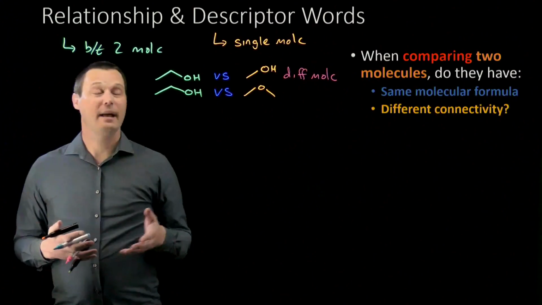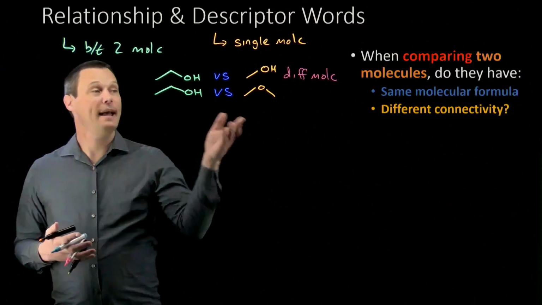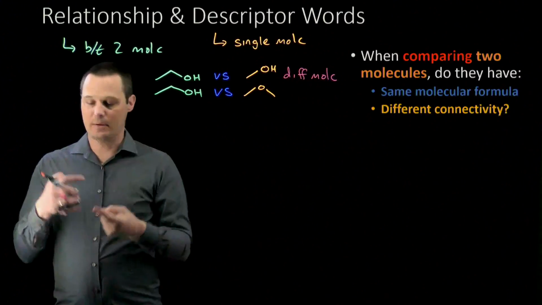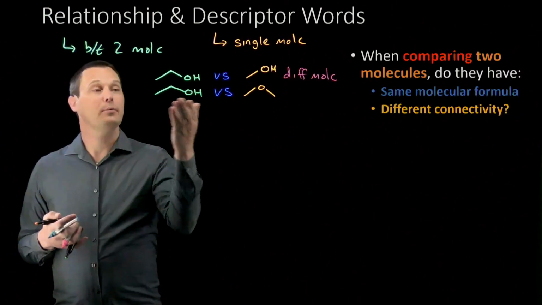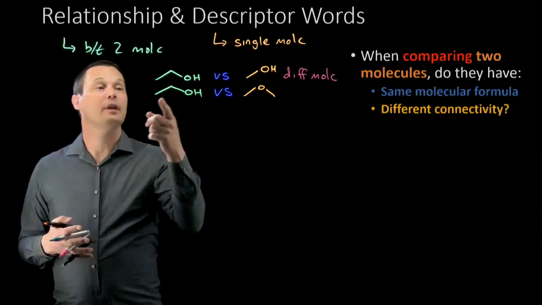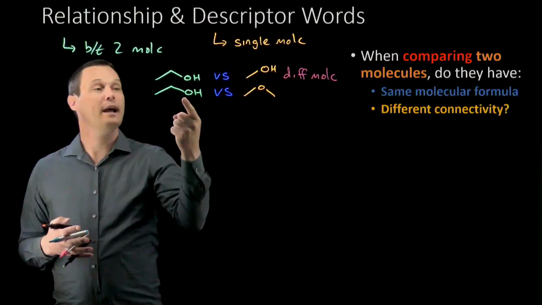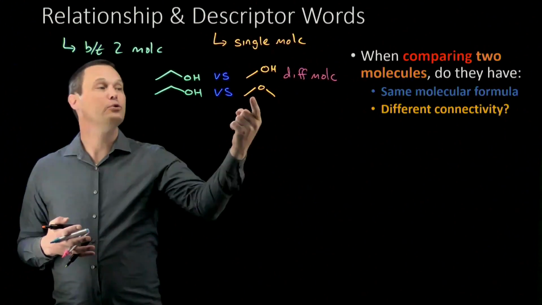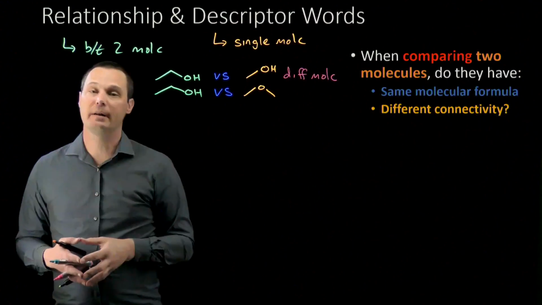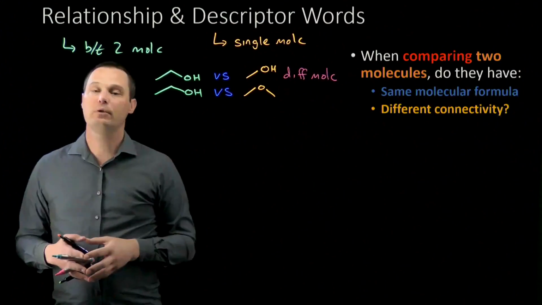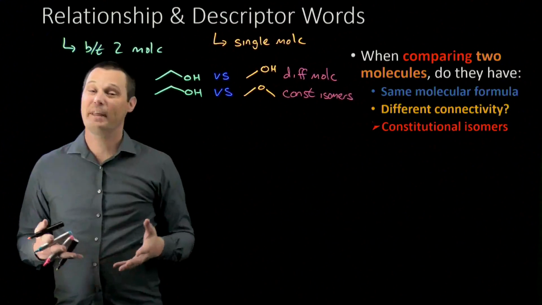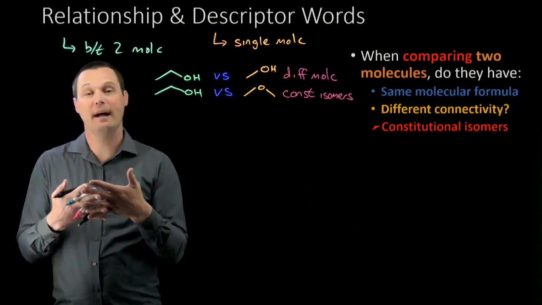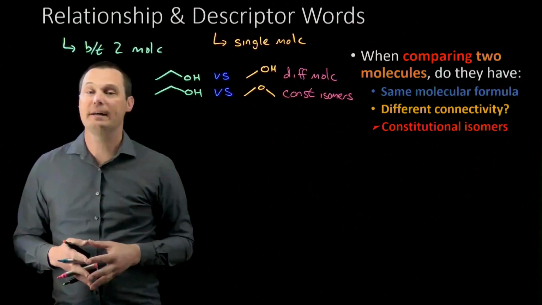As the next level of analysis, if we are comparing two molecules and they have the same molecular formula, do they only differ in their connectivity? Different atoms connected to different other atoms. For example, ethanol versus dimethyl ether. They both have 2 carbons and oxygen, but one has an oxygen directly bonded to a hydrogen. This molecule has an oxygen directly bonded to 2 carbons, whereas ethanol only has oxygen bonded to 1 carbon. They have the same molecular formula, they only differ in their connectivity. When they have the same molecular formula and they only differ in their connectivity and their constitution, how they are constituted, how they are connected, we call them constitutional isomers.